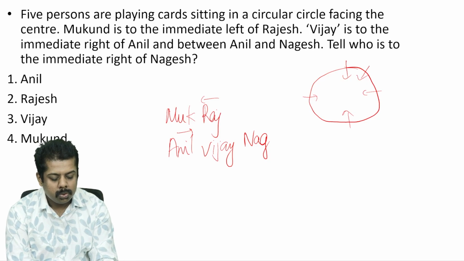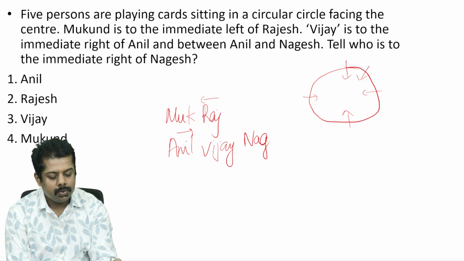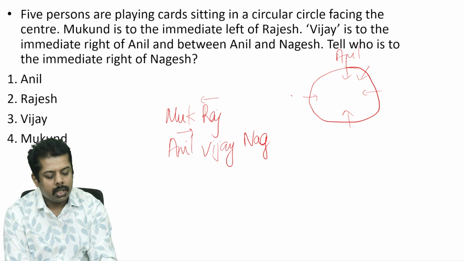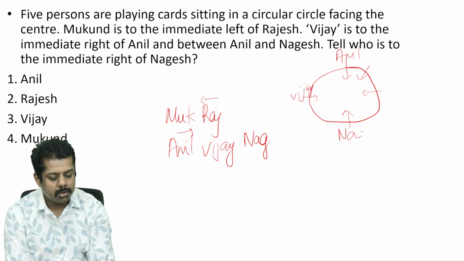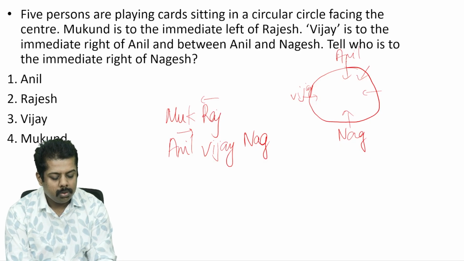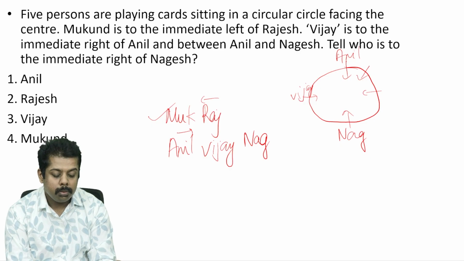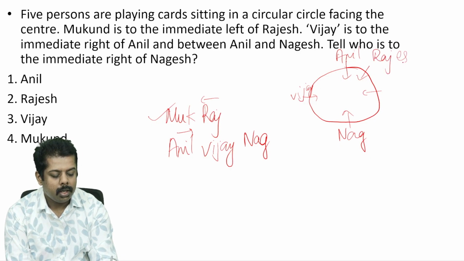So we are going to start with Anil. Now Anil, the person sitting to his immediate right is Vijay. So right here is anti-clockwise. So Vijay has to be here and Nagesh also has to be here. Now we have to fix the first point, that is, Mukesh is sitting to the immediate left of Rajesh. So Rajesh has to be here and Mukesh has to be here.